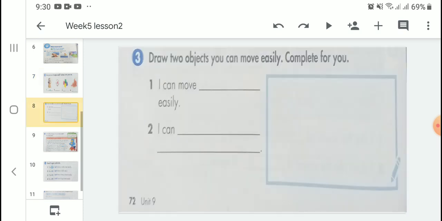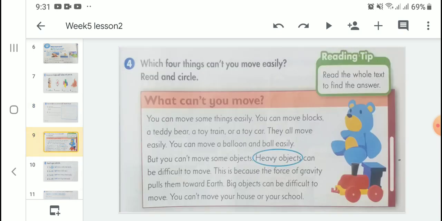Now move on to question number 3. Draw two objects you can move easily. In this question, students, you will draw any two objects in the given box that you can move easily and write their names in the given blanks to complete the sentences. Now students, move on to the next page, page number 73.